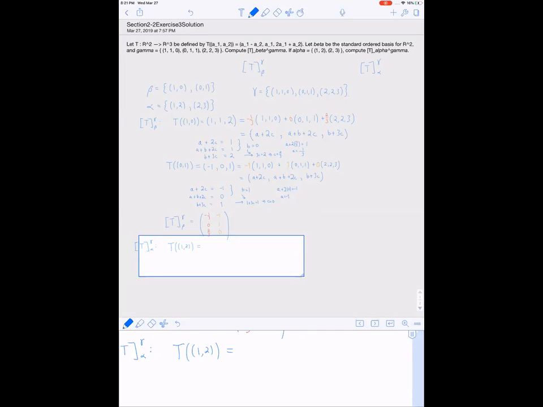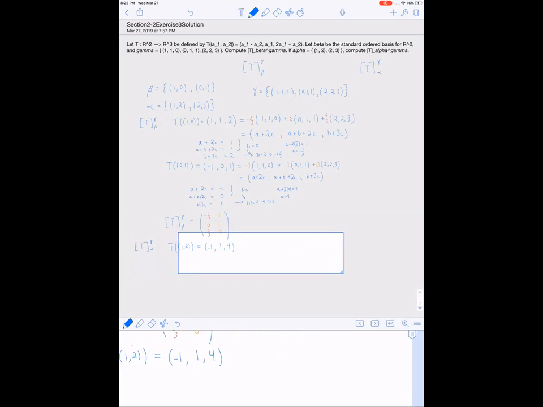So we will use the formula again. A1 minus A2, that's going to be 1 minus 2, so that should leave us with a minus 1. And then A1, well, that's just 1. And then 2 times 1 plus 2 should be 4.